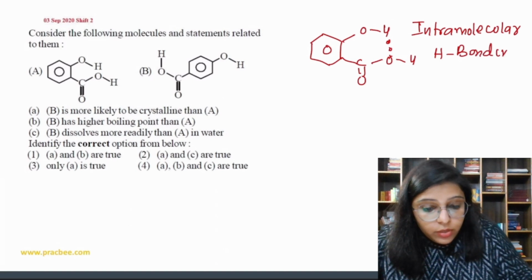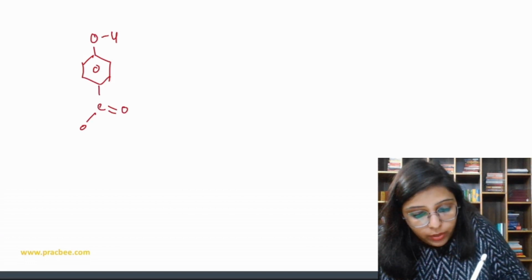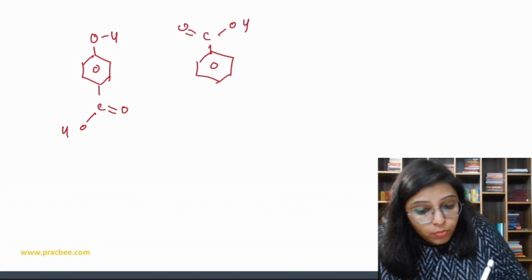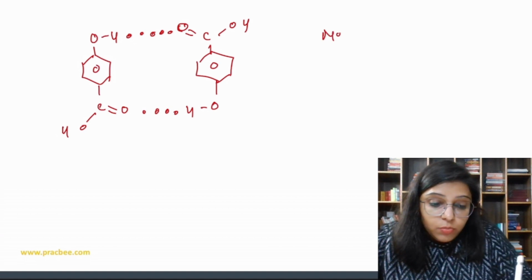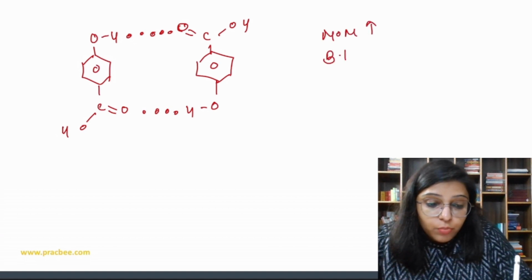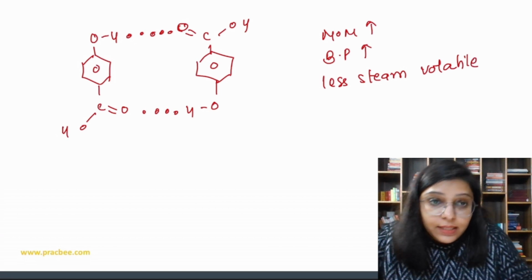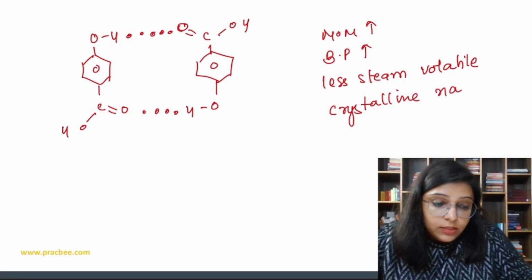Now we have a substituent on the para position. So when we have para-substituted C double bond O OH, we have intermolecular hydrogen bonding. It means hydrogen bonding is in between two molecules, right? Two molecules. So due to this molar mass increases, boiling point increases, it becomes less steam volatile, or crystalline nature also increases.